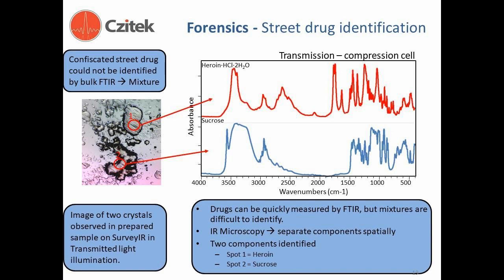In this first example, the analysis of a street drug mixture will be presented. Powdered material was confiscated at a crime scene and analyzed using SurveyIR. At left is an image of material pressed in a compression cell. Two disparate areas are noted. Infrared spectra were recorded from these two areas and are shown at right. From the analysis of these data, it was concluded that the powdered material consisted of a mixture of heroin hydrochloride dihydrate and sucrose, or common table sugar.